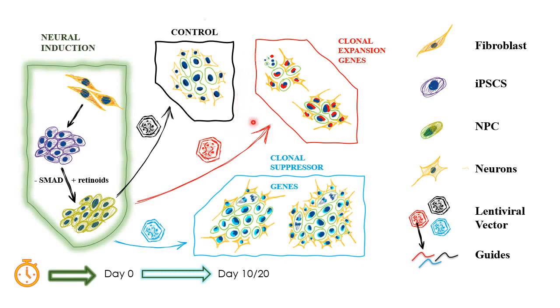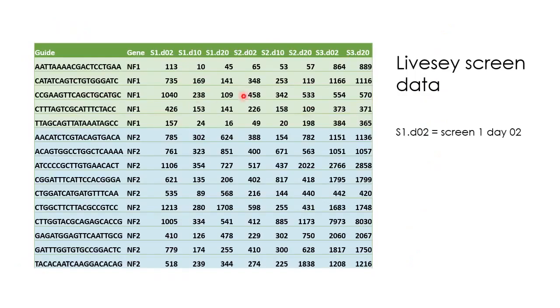We use lentiviral system to deliver these guides, and these get integrated into the cell genome. And because the ribosomal gene is essential to the cell, these cells cannot proliferate when compared to controls. And these differences can be measured by the end of the screen. This is the kind of data generated from the screen. These guides target NF1, these NF2. S stands for the screen and D for the day.